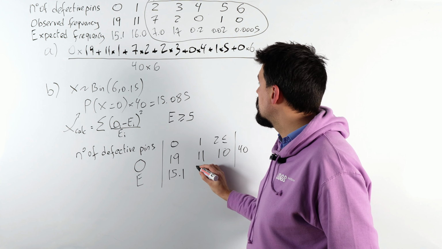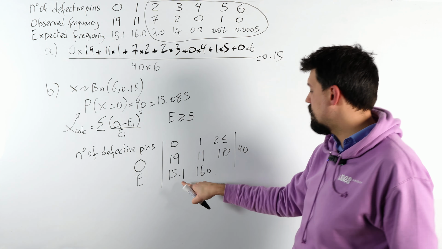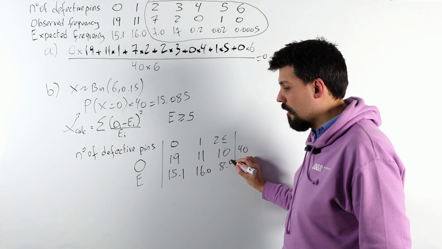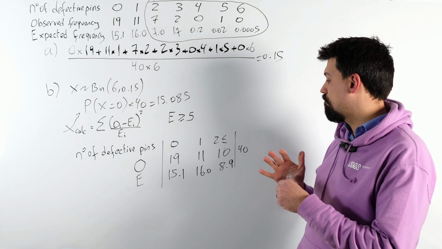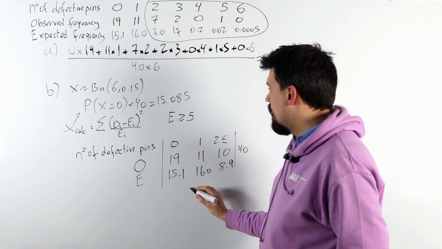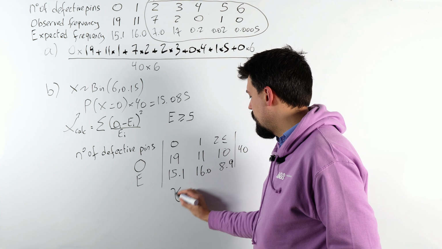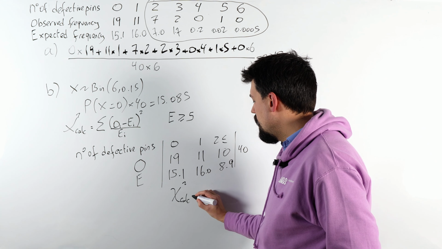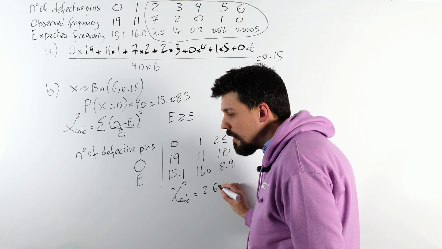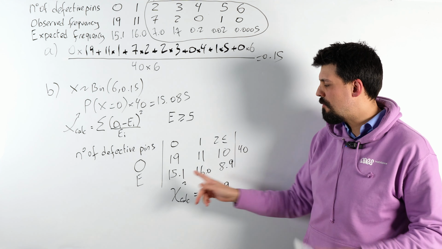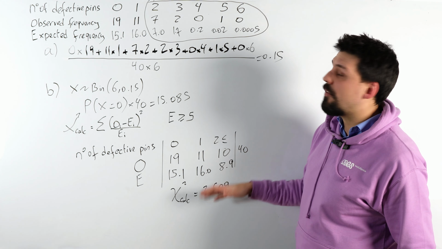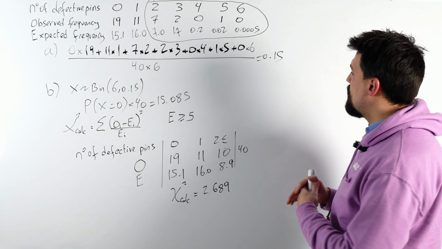Our expected frequencies here: 15.1, 16.0, what's that together? 31.1, so I reckon that comes out at about 8.9. Now, if we do this, we will get our calculated value, which should be 2.689. Bear in mind, I've rounded these a little bit just so I can fit them on the board. Ideally, we'd have a couple more decimal places in there, but I have limited space.